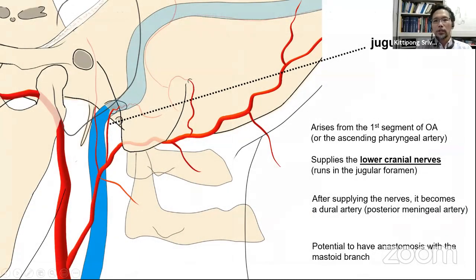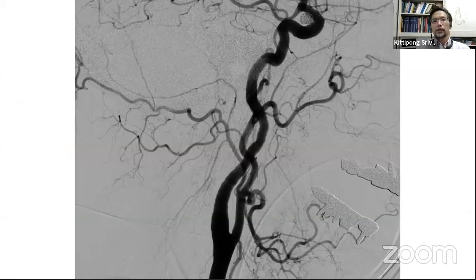The jugular branch, this one is a little bit smaller to see in normal anatomy. Usually it also supplies the lower cranial nerves. This is not only a dural branch. It becomes a dural branch later on, but it supplies the lower cranial nerves at the beginning. Okay, so this is very important to notice. So where is it?